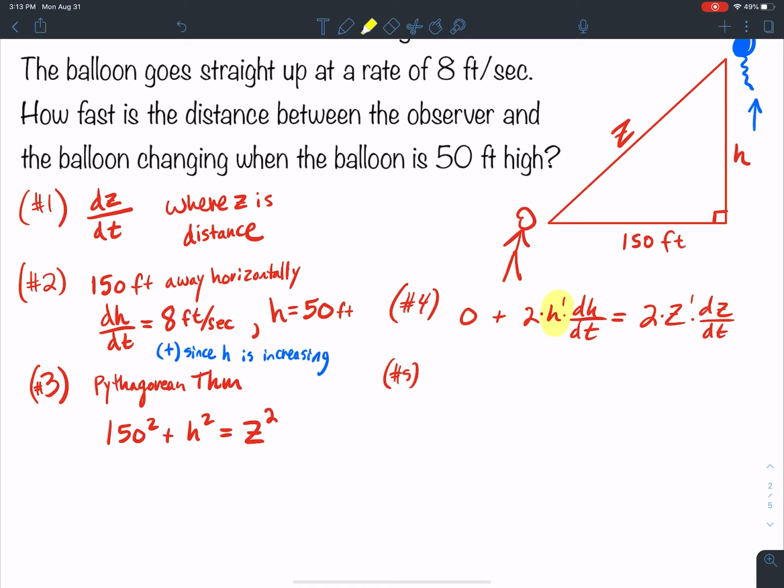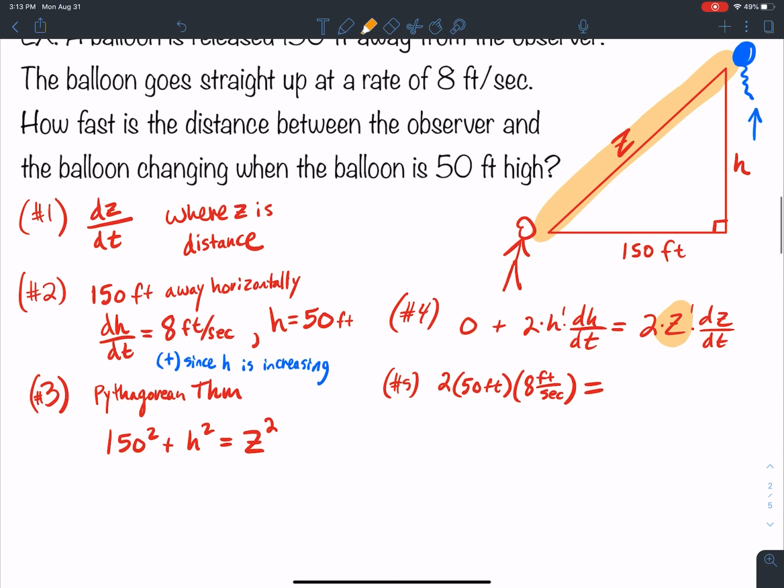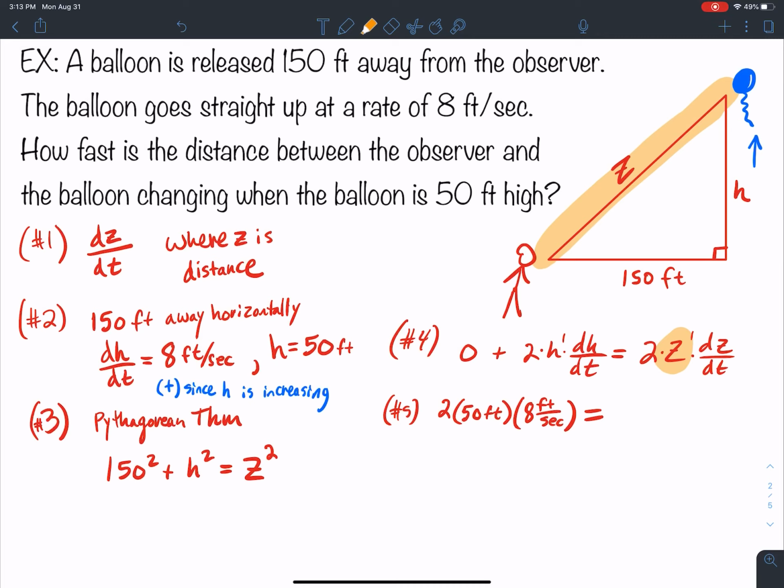Well, h is equal to 50, okay? So I plug in 50 feet here. And then dh dt is 8 feet per second. So I'm going to plug in 8 for this part here, 8 feet per second. And then z at this exact moment, I don't know what z is. I wish there was a way to figure this out. How in the world are we going to figure out what z is?